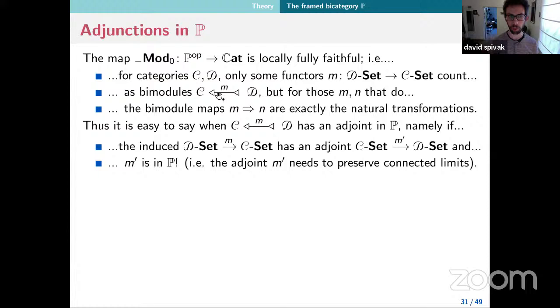From C to D, namely the profunctors, the ones that preserve connected limits. If M preserves connected limits, then it's a bimodule or bicomodule. But if you have two of them that do, what locally fully faithful means is that the bicomodule maps between them are exactly the natural transformations. And so that means that it's really easy to see whether a bicomodule M has an adjoint in P or not. Namely, you just ask if the functor from C-Set to D-Set has an adjoint. And if it does, and that adjoint is in P, then they're adjoint in P. So as long as the adjoint to a functor C-Set to D-Set preserves connected limits, then you have an adjunction in P.